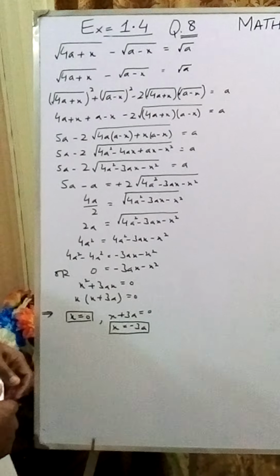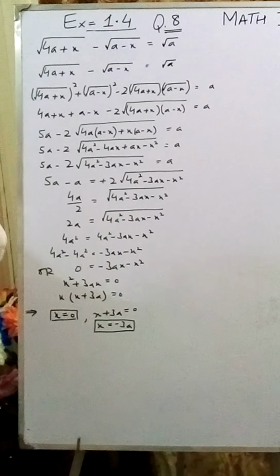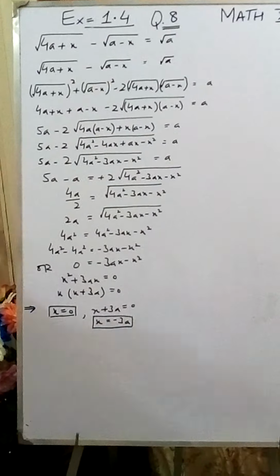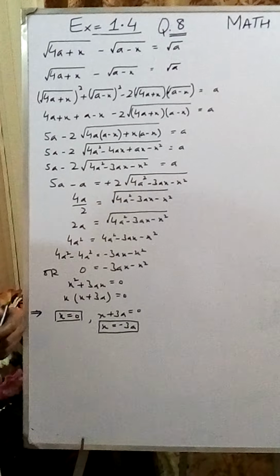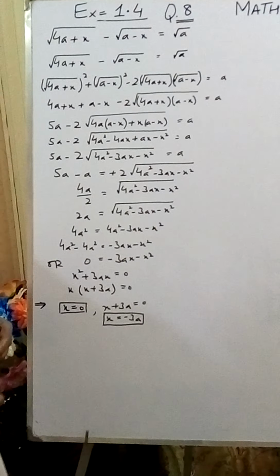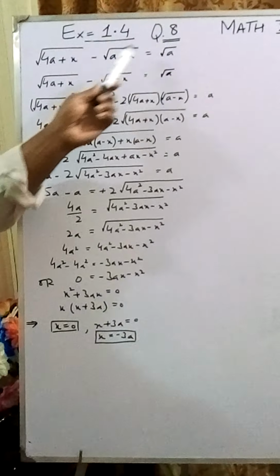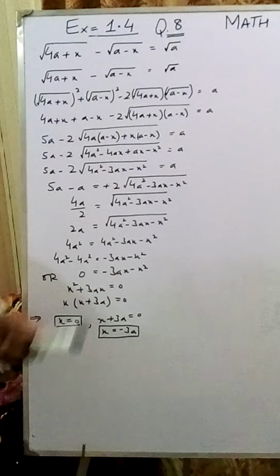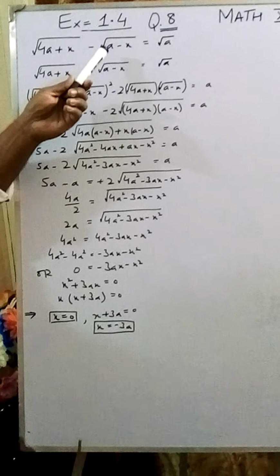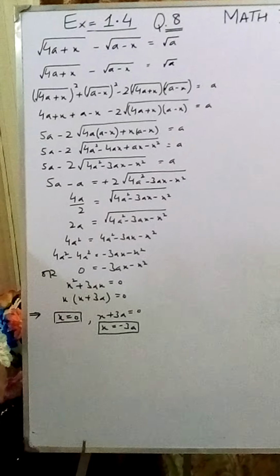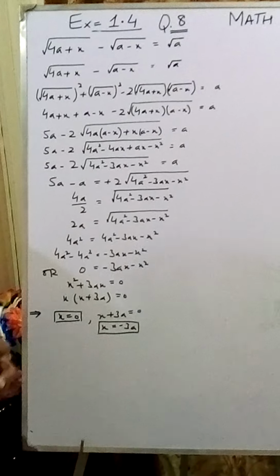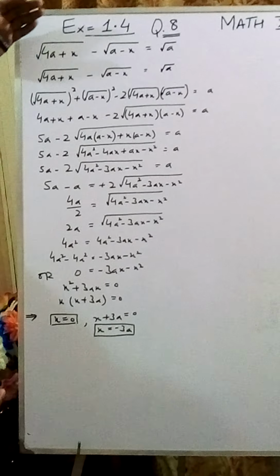Exercise 1.4, radical equations. Question number 8 I have written over here. I said that radical expressions should be separated, but all are radical expressions. If I shift it to the other side, even then both will remain radical expressions, and if it remains here, these two are radical expressions. So here radical expressions cannot be separated, so we will solve as it is.